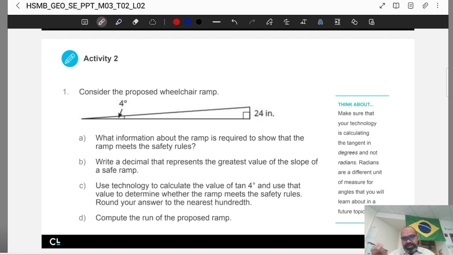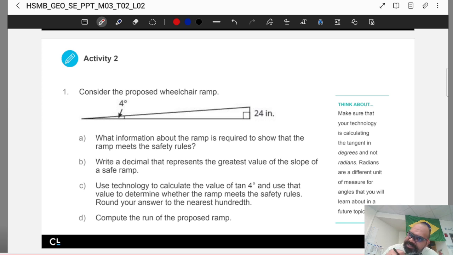B, write a decimal that represents the greatest value of the slope. And use a technology to calculate the tangent of angle 4. Now is the calculator thing. Okay, I will help you over this stuff. And write a decimal to represent this in calculator. Okay. First of all, the first thing, what is the safety ratio?